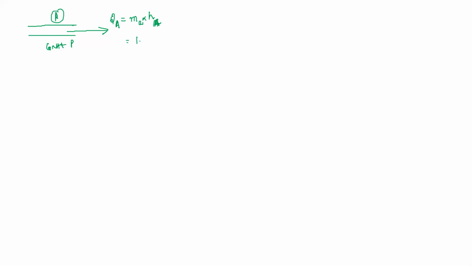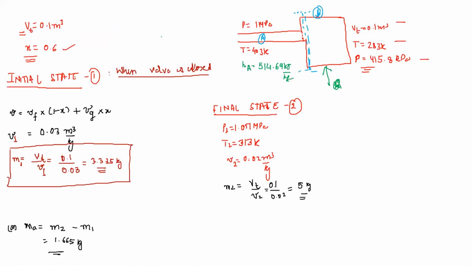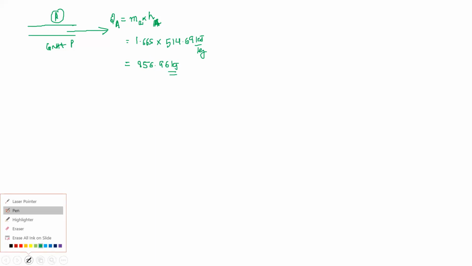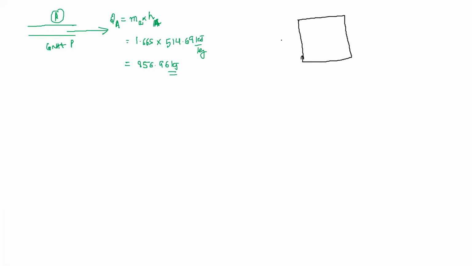So the mass admitted is 1.665 and the specific enthalpy over here is 1514.69 kilojoule per kg. All right. So this would be the heat that has been coming in from system A. That is 856.96 kilojoules.